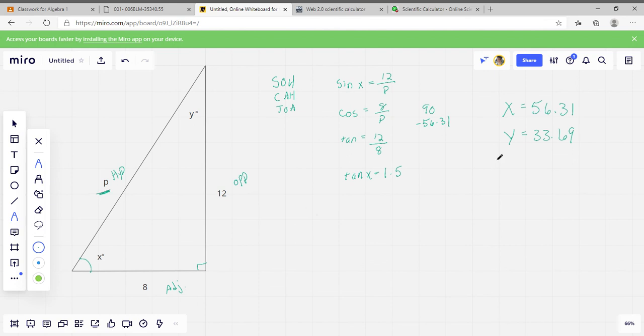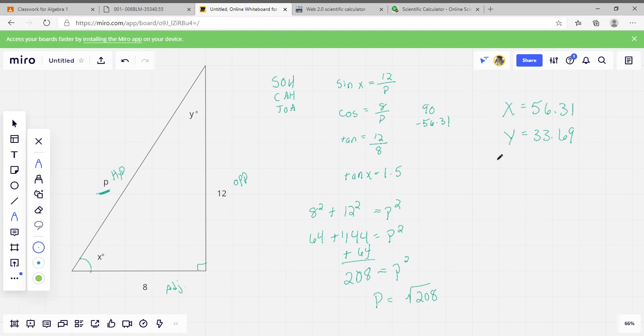So we're going to have to use the Pythagorean theorem. 8 squared plus 12 squared equals p squared. 8 times 8 is 64. 12 times 12 is 144. We're going to add these up. 64 plus 144 is 208, which equals p squared. So that means p equals the square root of 208.